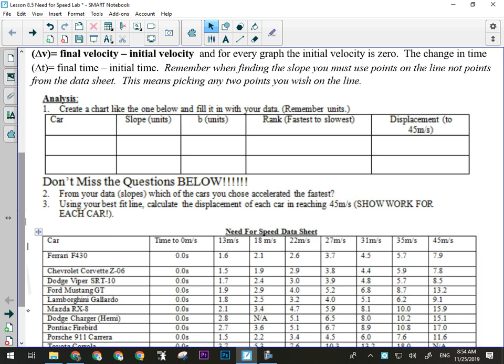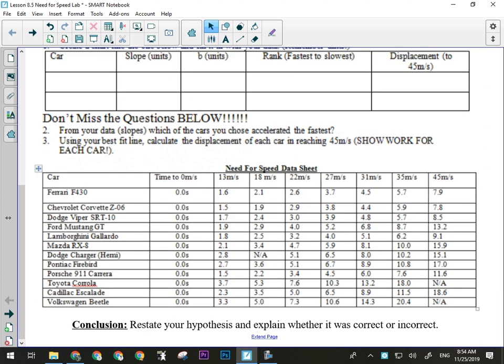Then same as always, you'll have your conclusion: restate your hypothesis and explain whether it was correct or incorrect using your data. There's no evaluation here. Why not? We didn't do the lab. We weren't there when the measurements were taken. We have no idea what the sources of error might have been. So there's no evaluation here. It's a little bit shorter.